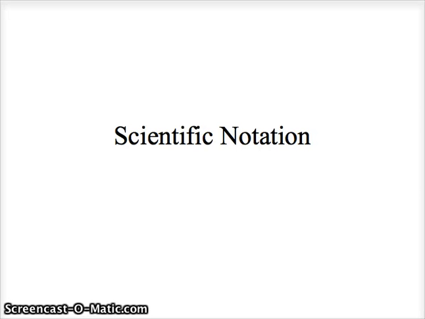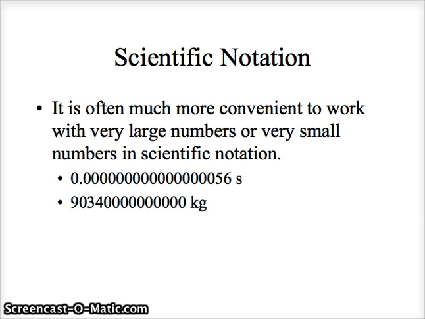Okay, so we're dealing with scientific notations, and scientific notation is really an easier way to work with really large or really small numbers. In both of these examples, 0.000...56 seconds and 9034 followed by a whole lot of 0s kilograms, these are two measurements that are very small and also very large. So in an effort to make it more efficient and more effective when we're dealing with values and measurements, we want to put them into scientific notation.